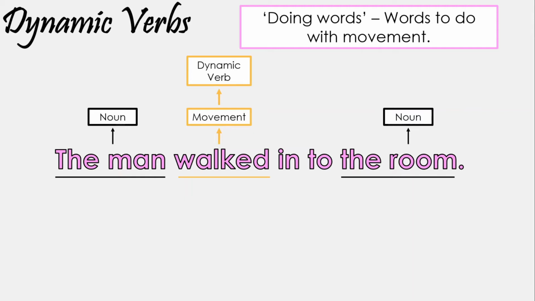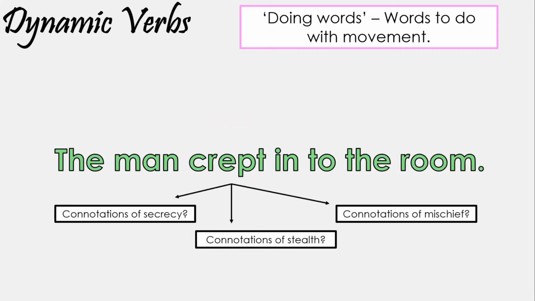We can also pull a lot of inferences from the dynamic verbs. For example, if the man crept into the room, we could look at the connotations of the dynamic verb. Crept has got connotations of stealth and secrecy, whereas if the man raced into the room, we can look at the connotations of the dynamic verb raced and infer that he was rushing or maybe in desperation for something. The only word that changes here is the dynamic verb, and dynamic verbs are ripe for connotations.